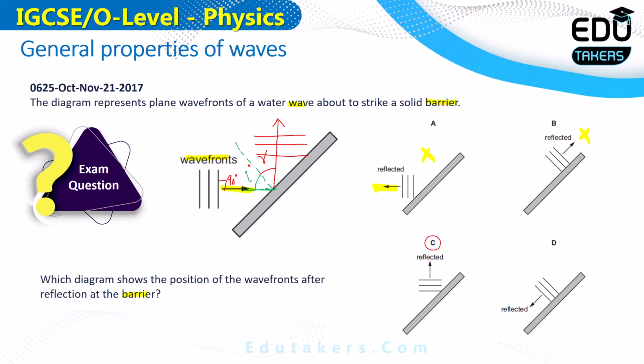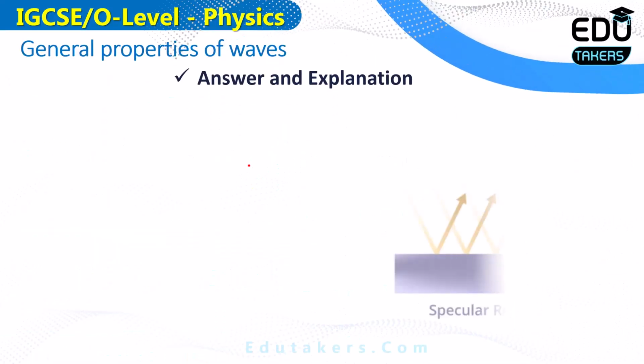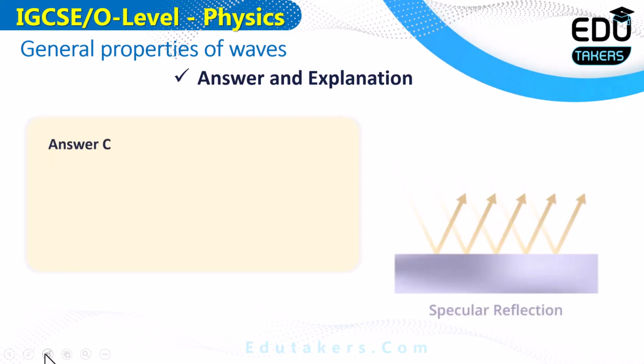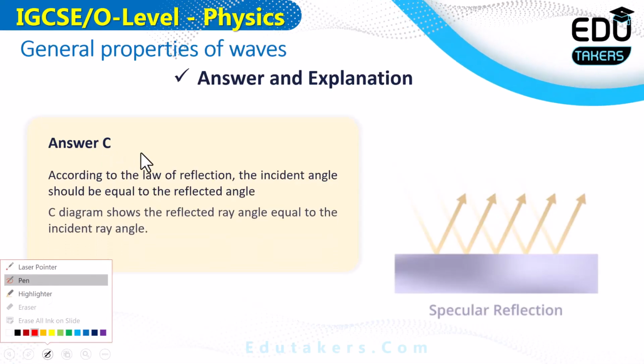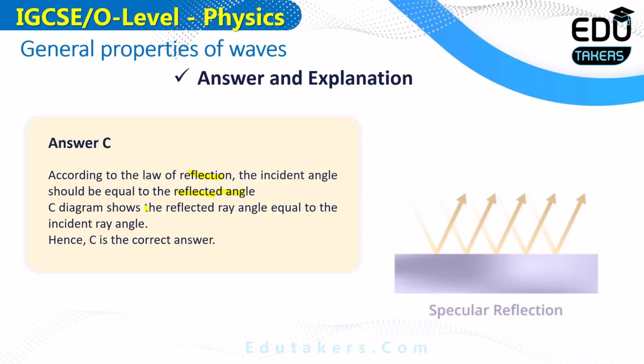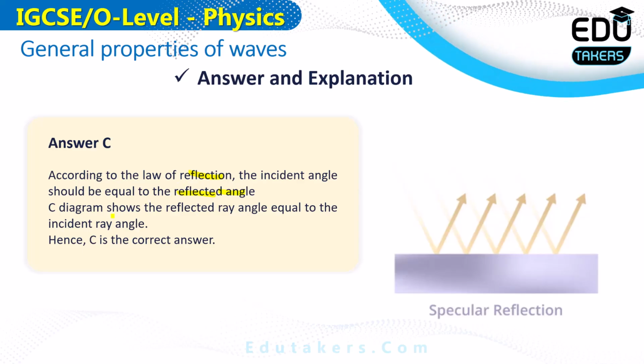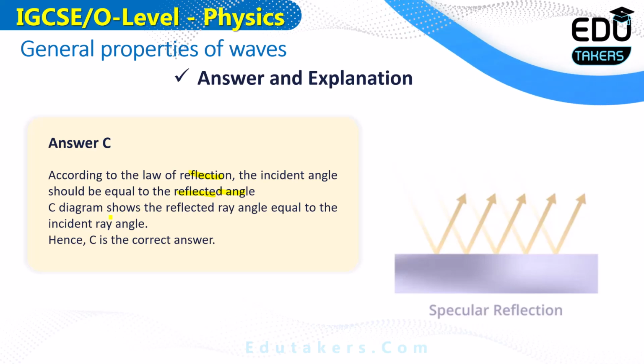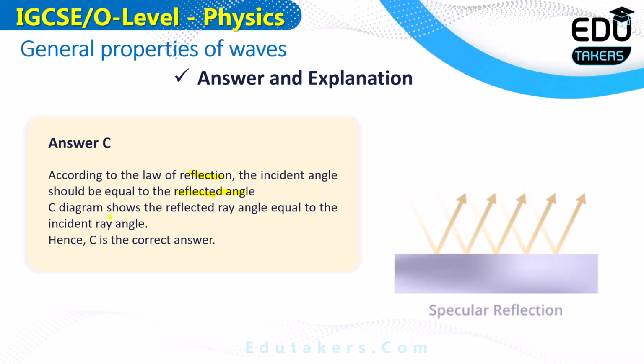Let's see the answer and explanation. The correct answer is C. According to the laws of reflection, the incident angle should be equal to the reflected angle. The C diagram shows the reflected ray angle equals the incident ray angle. Means that in answer C, the angle of incidence and angle of reflection are equal. That's why the correct answer is C.